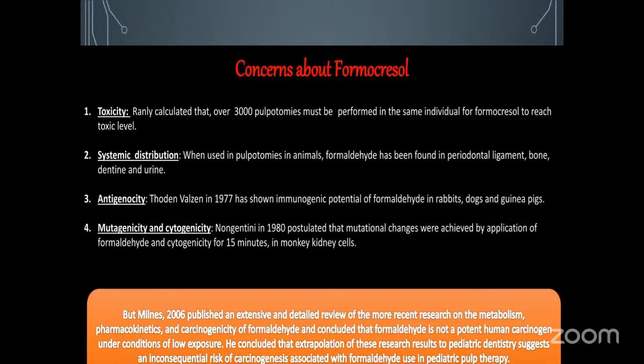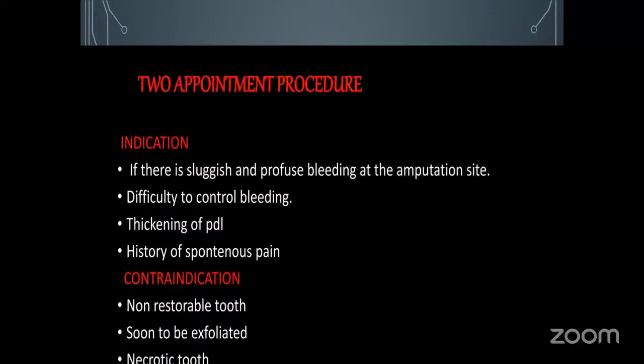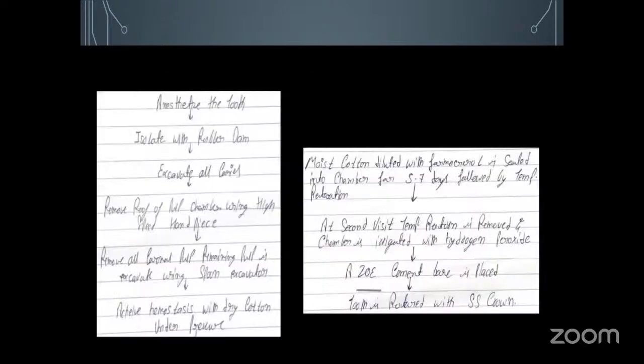Antigenicity has also been recorded in certain guinea pigs as well as rabbits. It is also mutagenic and cytogenic. And a two appointment procedure is not much indicated with formaldehyde. Partial pulpotomy, the other name is Cvek pulpotomy, that you have to know.